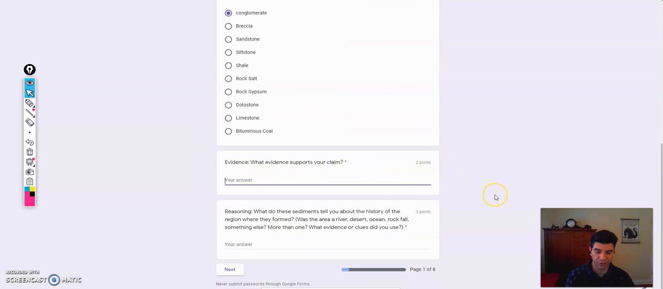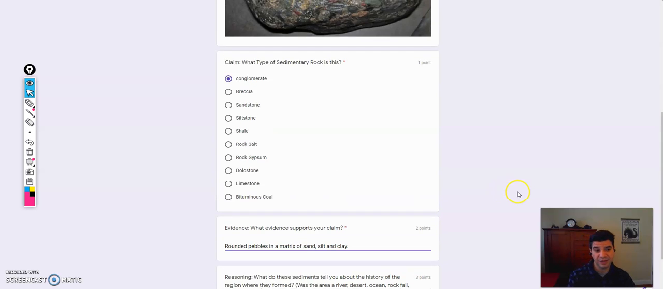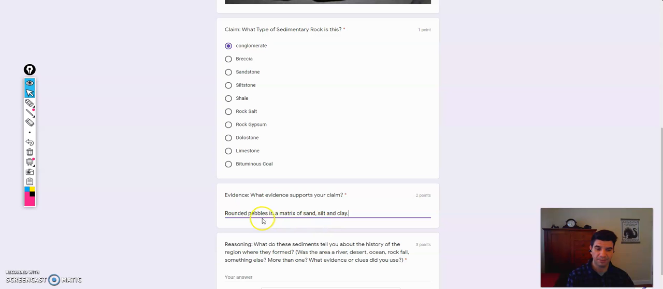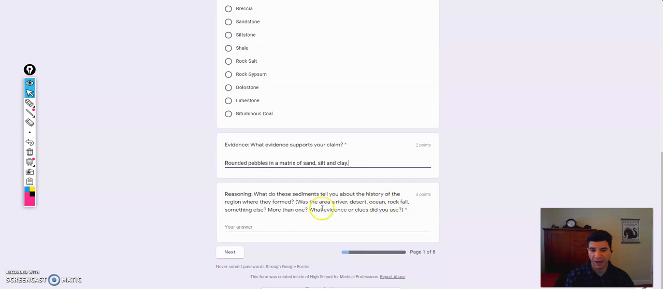What evidence supports your claim? Actually, you should probably say rounded pebbles in a matrix of sand, silt, and clay. Simple as that. You also notice that the point values are listed, so you get 1 point for identifying if it's correct. That's pretty simple, just taking a look at it. Explaining it, I figure you can get 2 points. And then going in depth, giving me some reasoning as to why you think that's what it is, and what is the environment of formation.